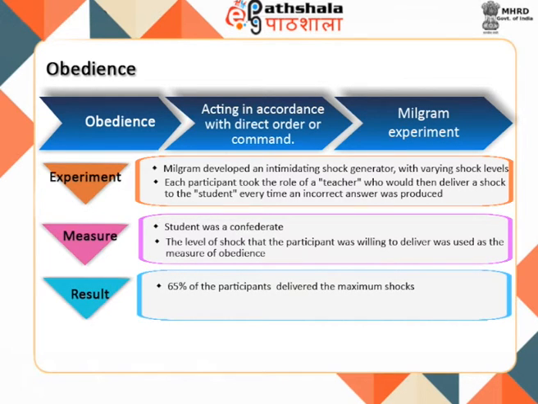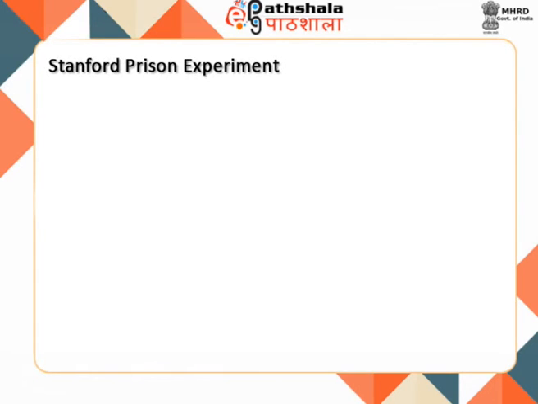65% of the participants in Milgram's study delivered the maximum shocks. Even though many of the subjects became extremely angry at the experimenter, they continued to follow orders all the way to the end. History is replete with examples of individuals who perform extreme behaviors. Zimbardo's experiment has shown this in the context of a mock prison.